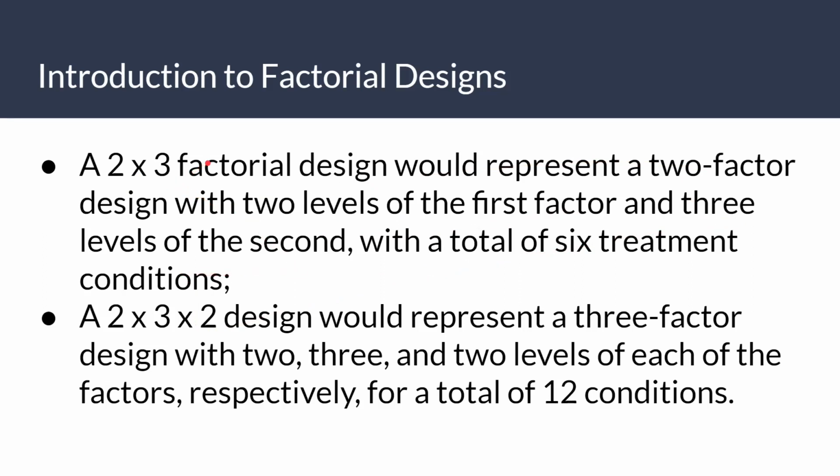So how many combinations would you be able to make? In order for you to do that, simply multiply these two. So 2 times 3 is equal to 6. There would be 6 different conditions or combinations.